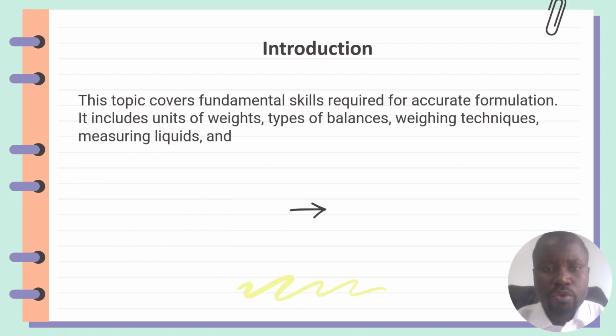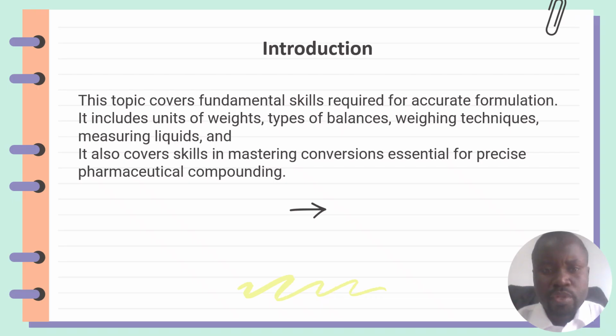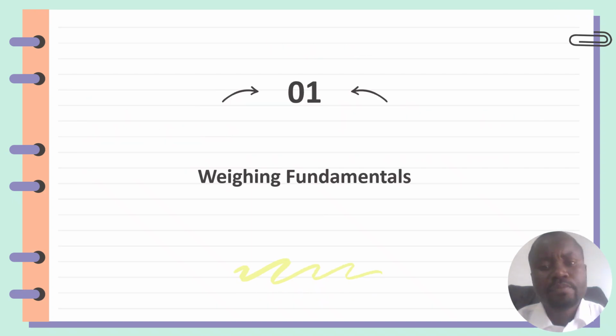In order for us to be able to accurately formulate, we need to have skills in how we weigh, how we use balances, how we also apply techniques in measuring liquids, as well as other related components of formulations. It will also cover skills relating to mastering conversions, how we can convert different units of measure from the larger ones to the smaller ones in reduction, or from the smaller ones into the larger ones for precision purposes.